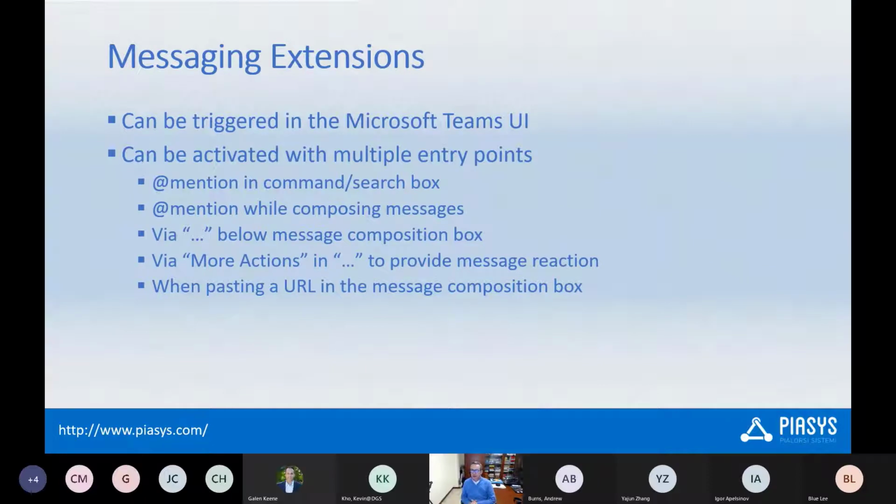The messaging extensions can also be activated using the 3 dots near the message composition box, or in the more actions that we have when we provide feedback to a message. Last but not least, a messaging extension can be activated also when a user pastes a URL in a message composition box. So imagine a user is composing a new message, copies a URL from somewhere and pastes the URL inside the message composition area. Well, you can intercept the URL, you can define a filter in your messaging extension based on the domain of the URL that the user is pasting.